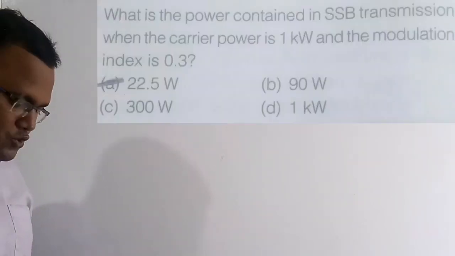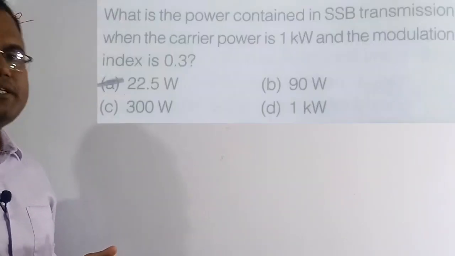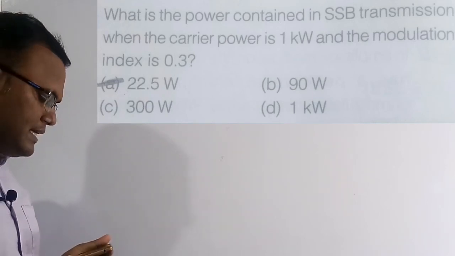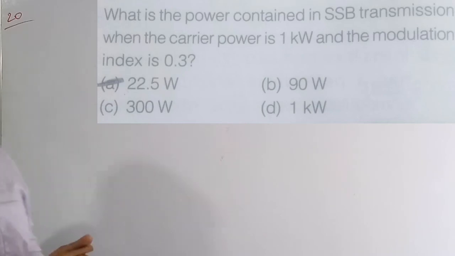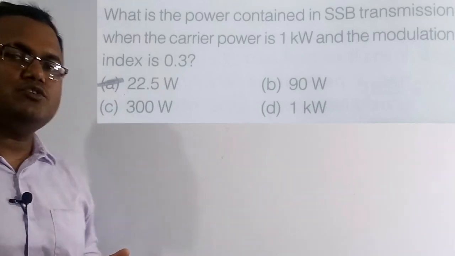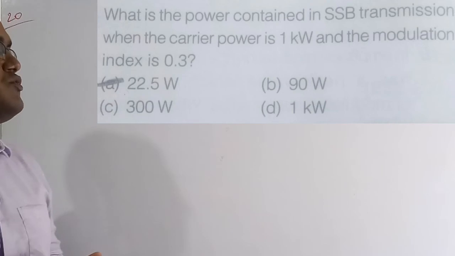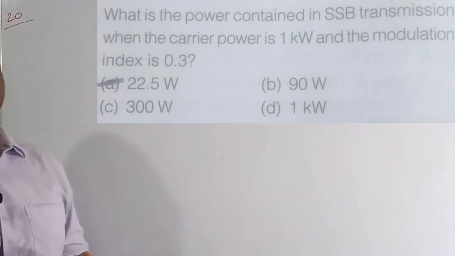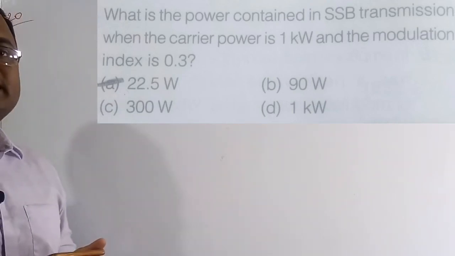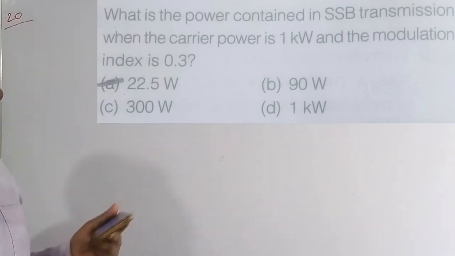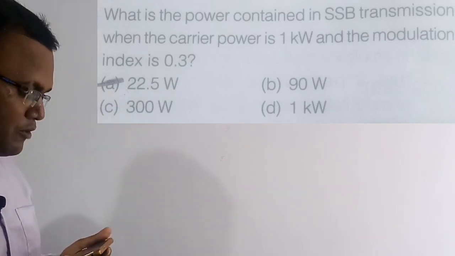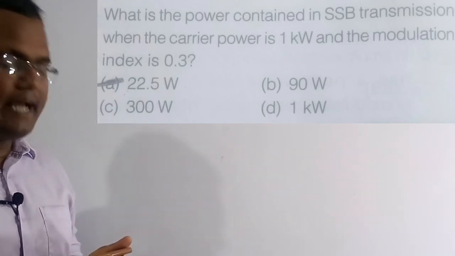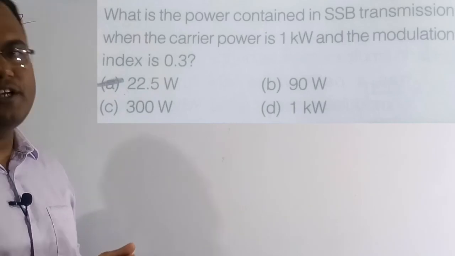So now we are going to solve the last question of this lecture. See the question here. What is the power contained in the SSB single sideband transmission when the carrier power is 1 kilowatt and the modulation index is 0.3? Out of the 4 options, option A, 22.5 watt, is the correct solution of this question. Here in the question they are asking about SSB, means single sideband. So only in the single sideband we need to find the amount of power which is present. The carrier power is given as 1 kilowatt and the modulation index is 0.3. So let's solve this numerical.